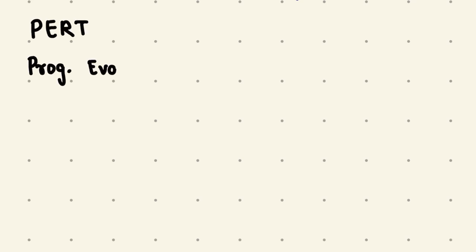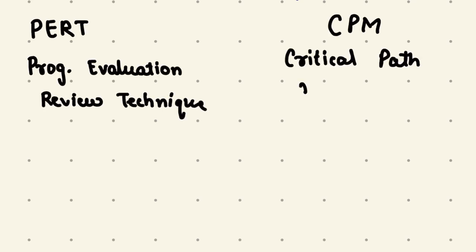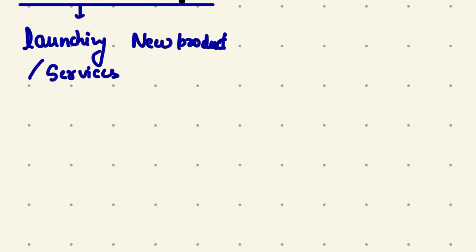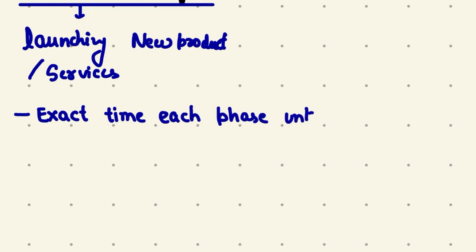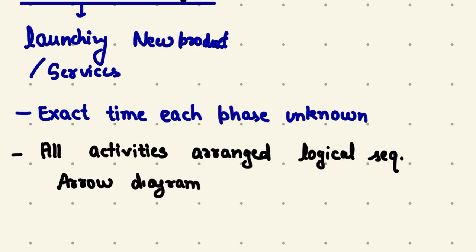It is of two types: PERT, that is Program Evaluation Review Technique, and Critical Path Method. PERT is normally used in long term projects for launching a new product or new services, where the exact time for execution is uncertain. So, in PERT, all activities are firstly arranged in a logical sequence through an arrow diagram, and then we calculate the estimated time.